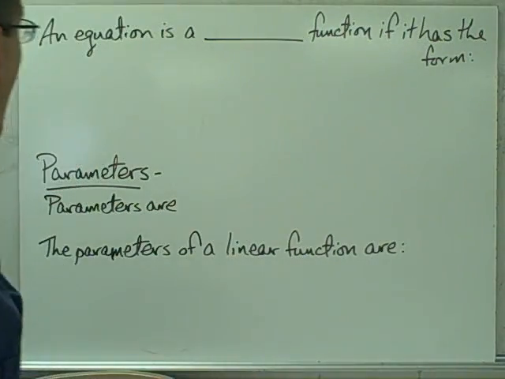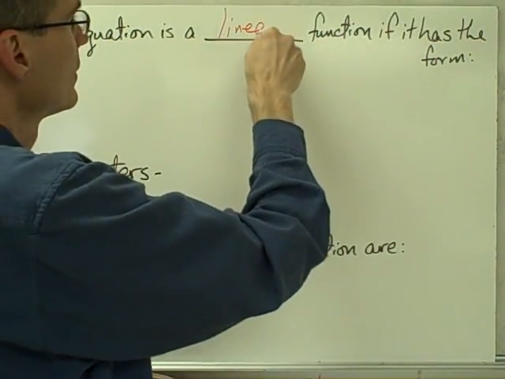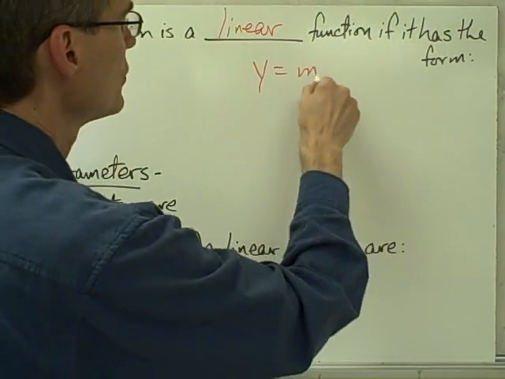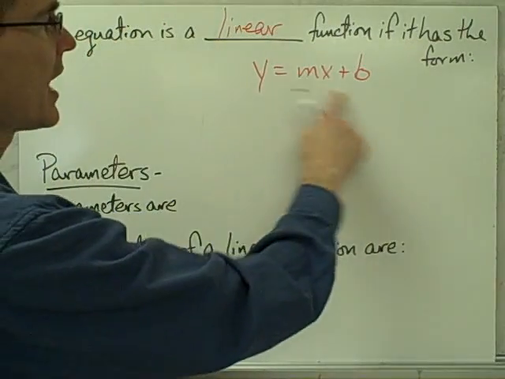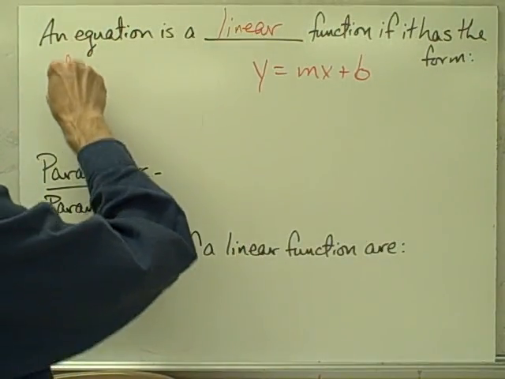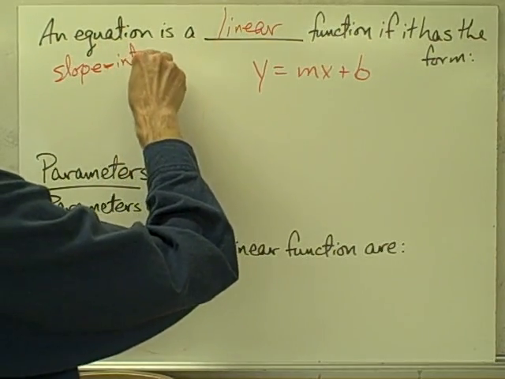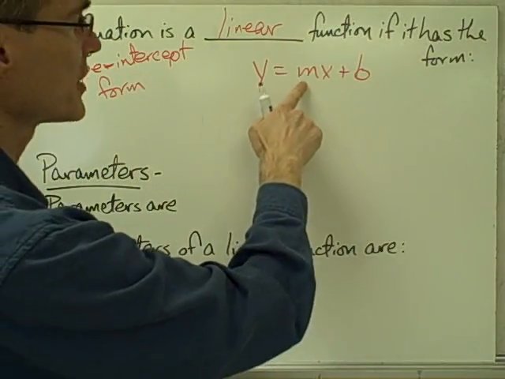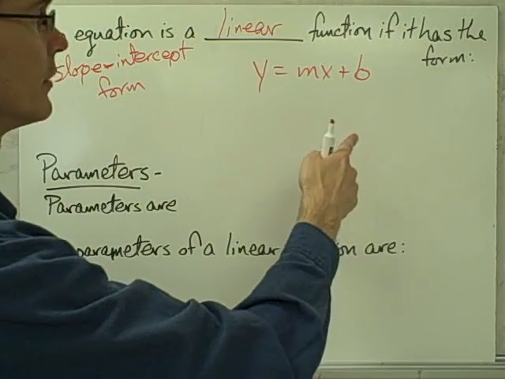Now, I can always tell that an equation is a linear function if it has a form that looks like this: y equals mx plus b. And hopefully this looks familiar to you. This is a common form of the equation of a line. It's called the slope-intercept form. And it's called the slope-intercept form because if you have the slope and you have the y-intercept, then you can write the equation of your line.